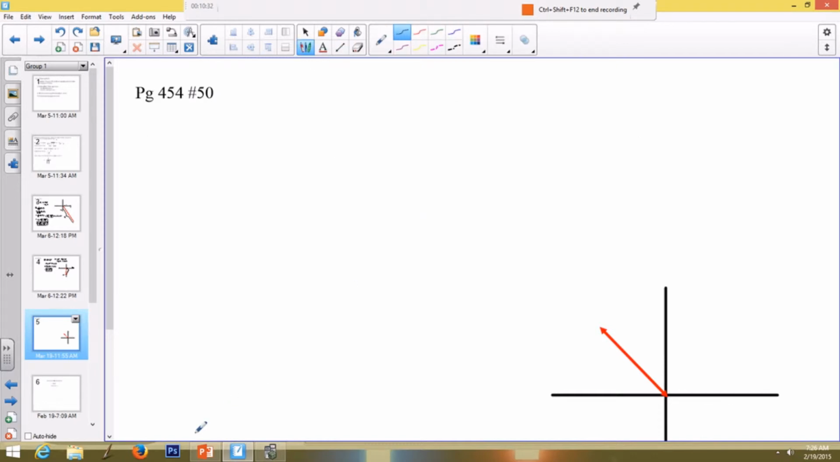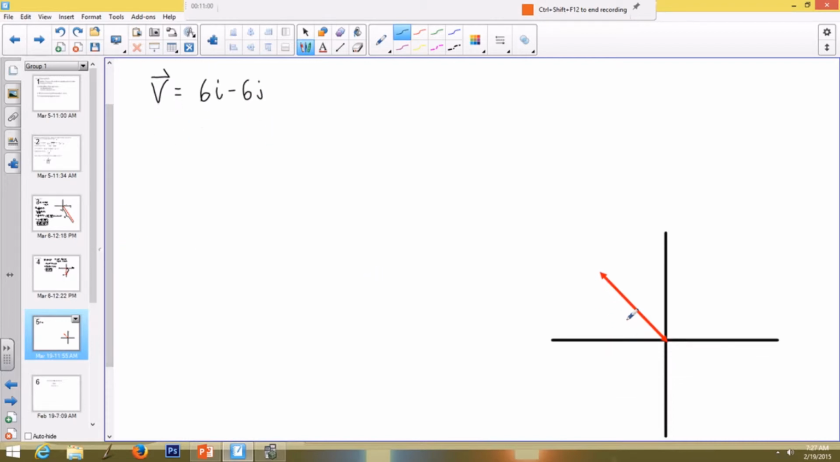Number 50 says, find the magnitude and direction of the vector v. In number 50, they give us v, the vector v is equal to 6i minus 6j. And so they want the magnitude and the direction. So essentially what we're looking for is this angle right here.